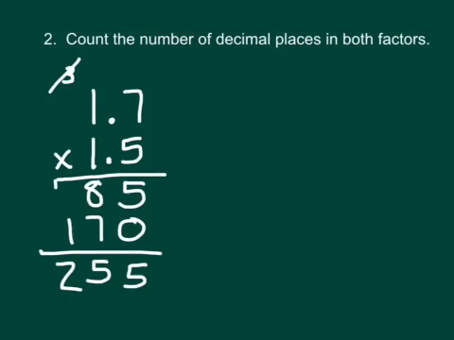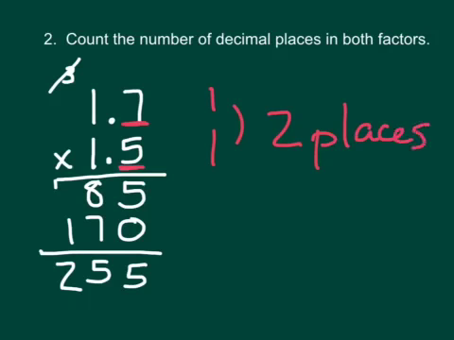The second step is to count the number of decimal places in both factors. So when I look at 1.7, I see that after the decimal point, there's only one place, and there's a 7 in it. So there's one place there. In the 1.5, I see a 5 in the 10th place. There's only one place after the decimal point there. So that's a total of 2 places that we need to take note of.